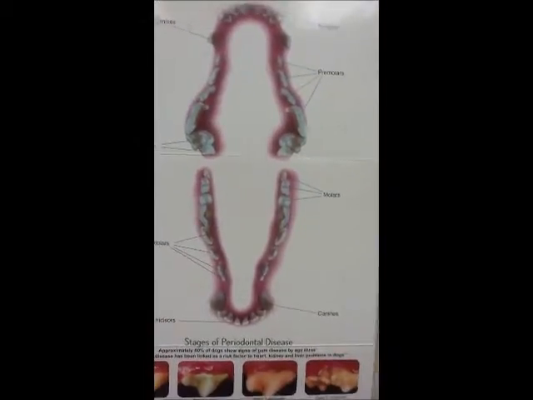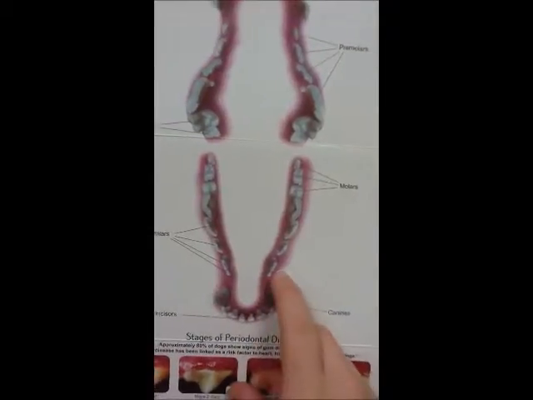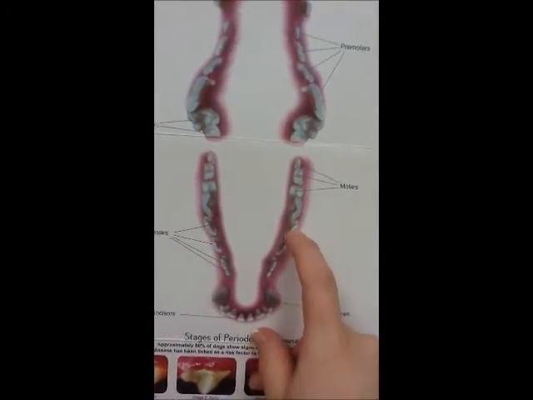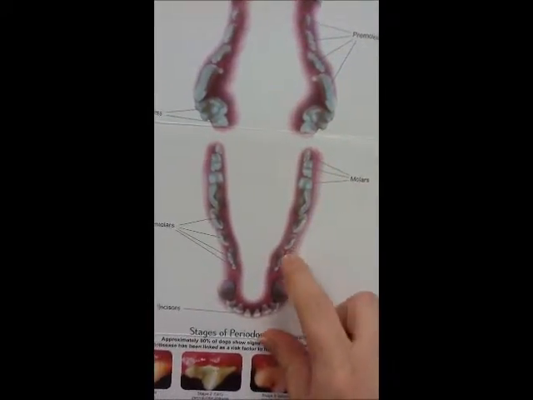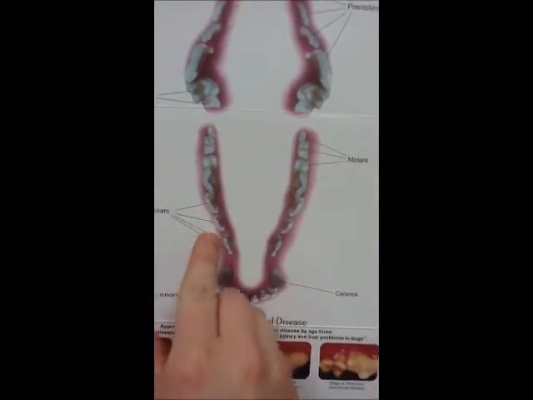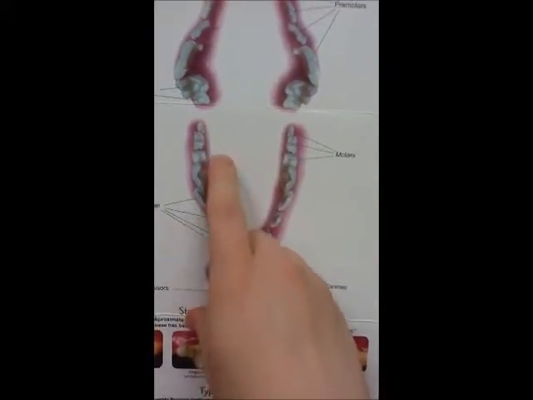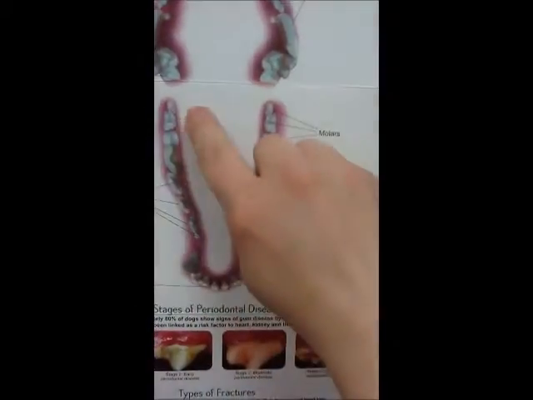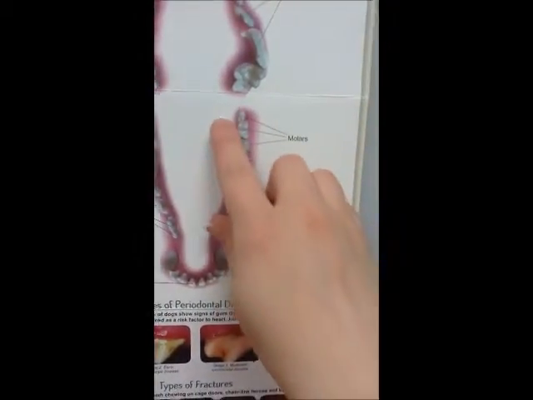The surfaces of the teeth: you have the buccal side, which is the side closest to the cheek, as opposed to the palatal or lingual side, which is on the inside, the side closest to the tongue.